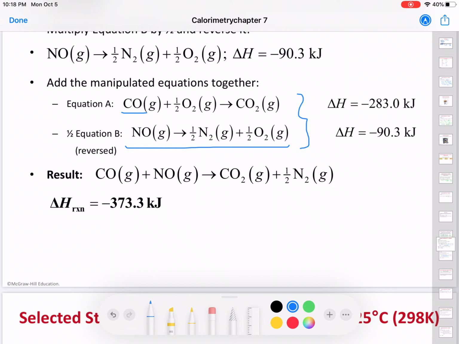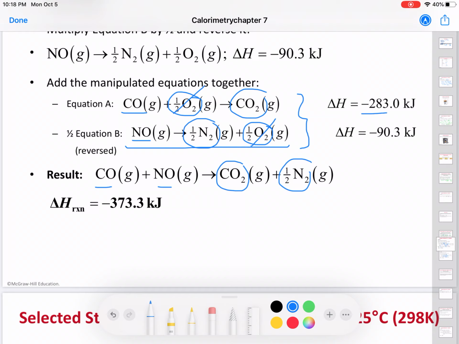Carbon monoxide is going to be on the left side. Nitrogen monoxide on the left side. Half oxygen on the left side, half oxygen on the right side. So the same amounts of the same reagent get cancelled. And then on the right side you have carbon dioxide. Right side you have half nitrogen, half nitrogen.